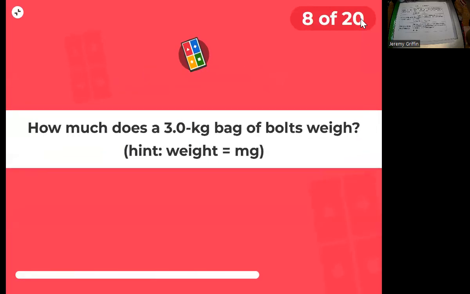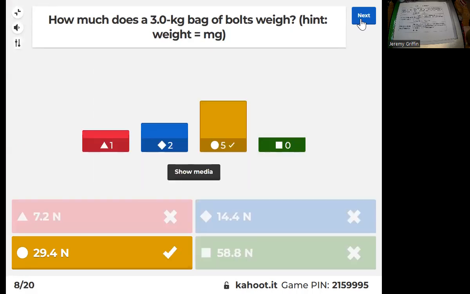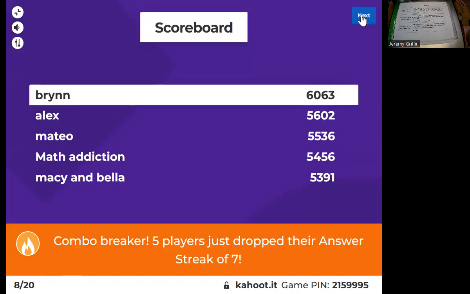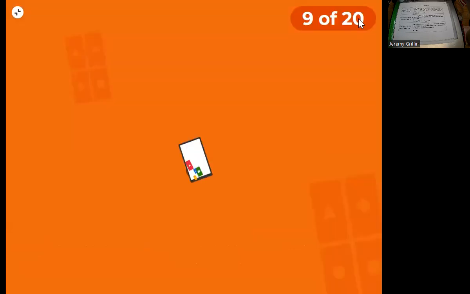3 kilogram bag of bolts. How much does it weigh in newtons? 3 kilograms weighs. Yeah, about 30 newtons, right? You guys know to go from mass to weight in the metric system, it's really easy. You just multiply by 10 meters per second squared, right? As long as you're at the surface of Earth, right? Yeah, 3 times 10 is 30 newtons. All right. Let's use 9.8 meters per second squared. It's a little bit short of 30 newtons. Go. Oh, math addiction, moving back to the lead.